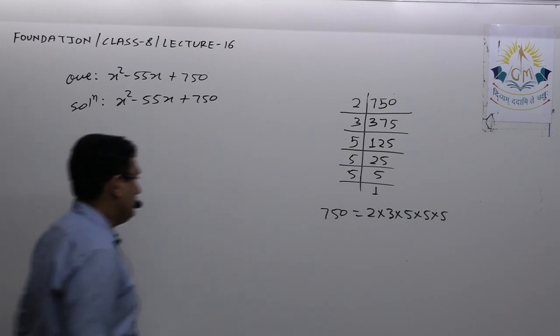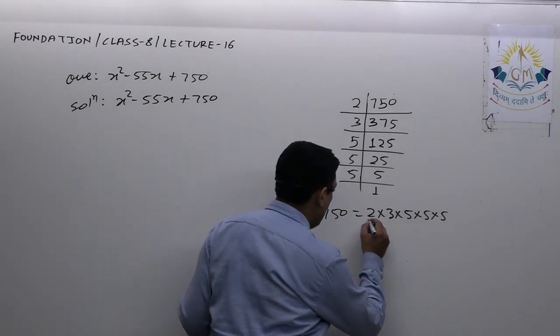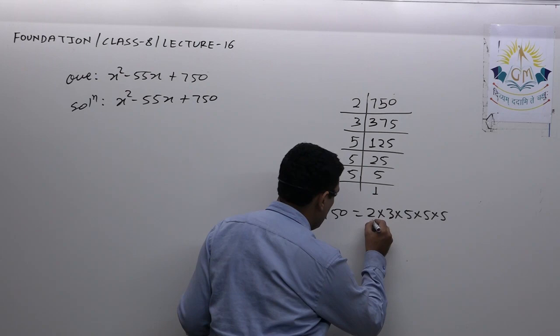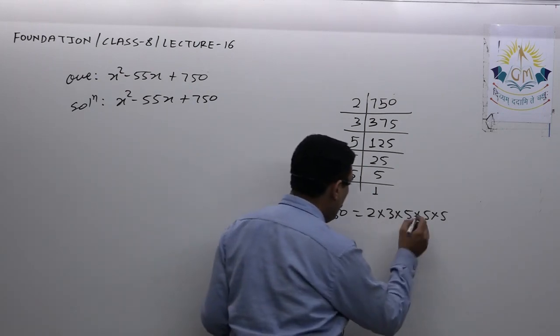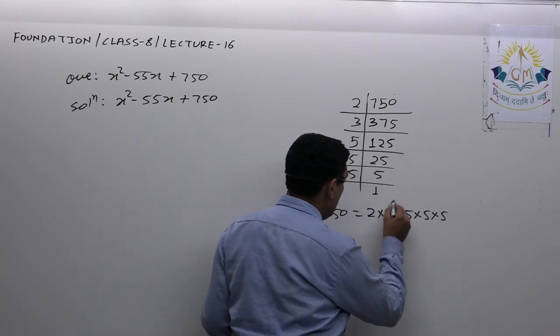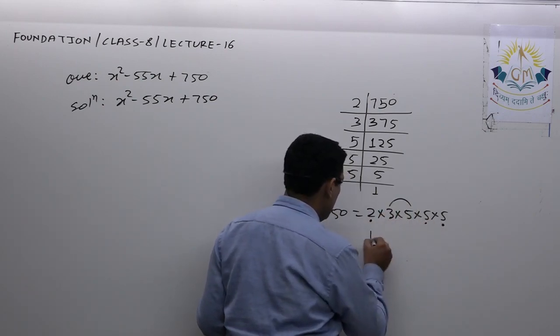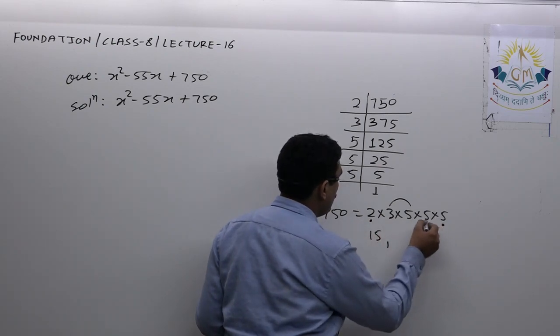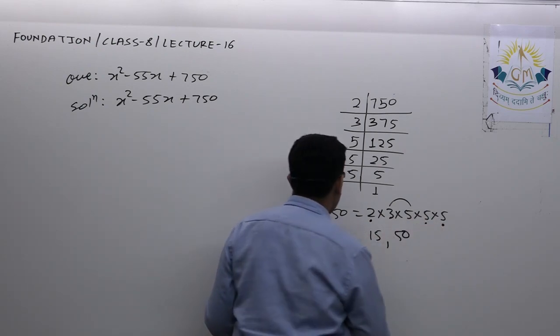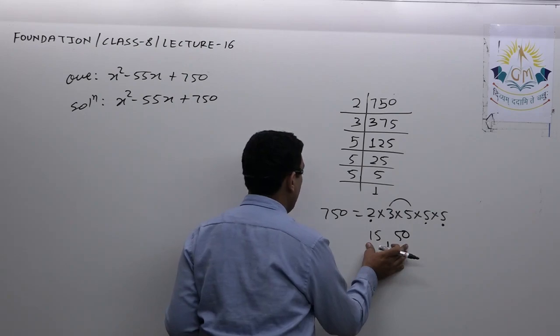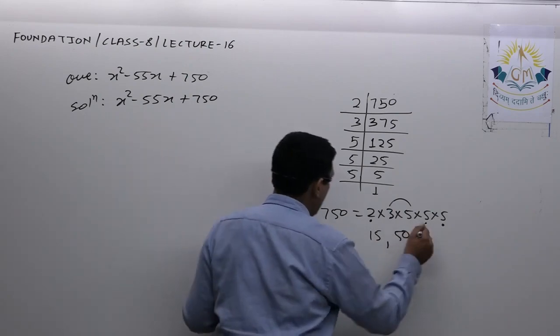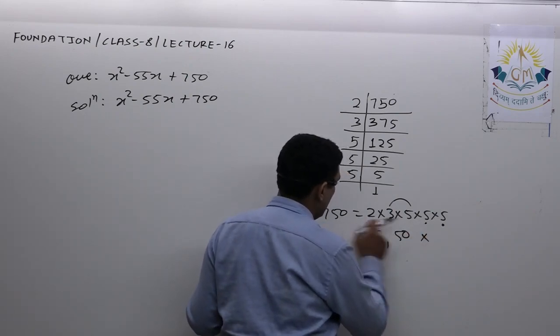Okay, so let us see. If I say this 2 into, okay, if I say this 3 into 5 and these 3, if I take together, so it is 15 and 50. So their sum is 75, sorry 65, but we need 55. So this is incorrect combination.